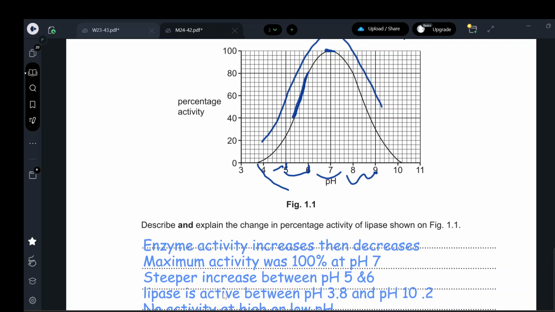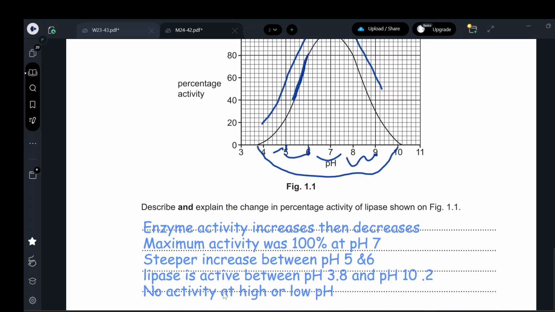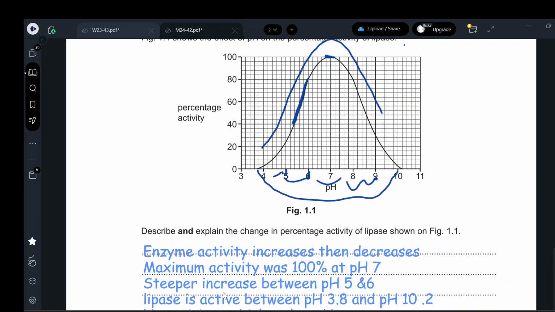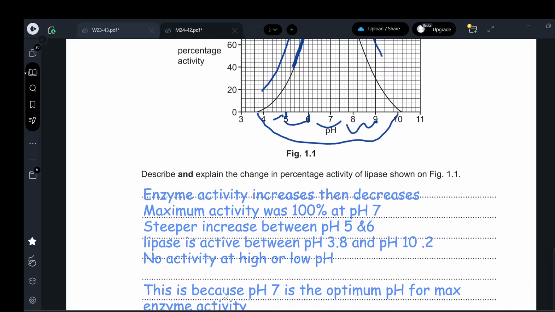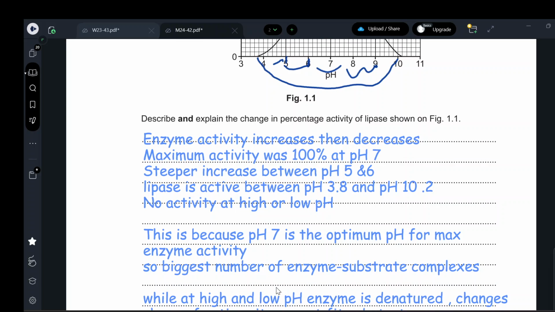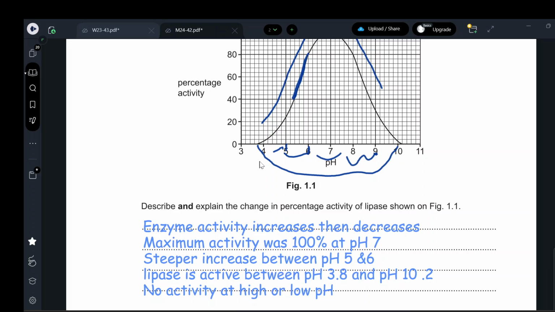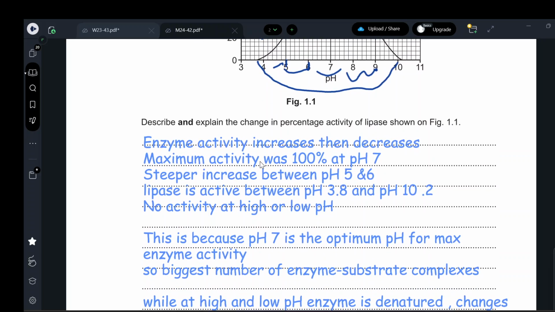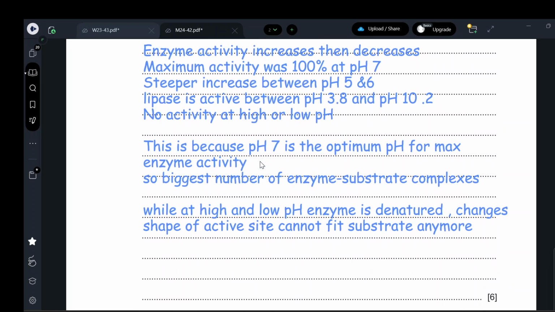It was almost near to the y-axis, a steep line. The lipase is active between pH 3.8 and 10.2. This is the range of activity, while before that or after that, there was zero activity. But this is the description. What about the explanation? How does the pH affect the enzyme? The enzyme is most active at pH 7 because this is the optimum pH. It has the biggest number of enzyme substrate complexes. While at high or low pHs, enzymes denature, they lose their shape, lose their active site, cannot fit the substrate anymore, and so the reaction stops.